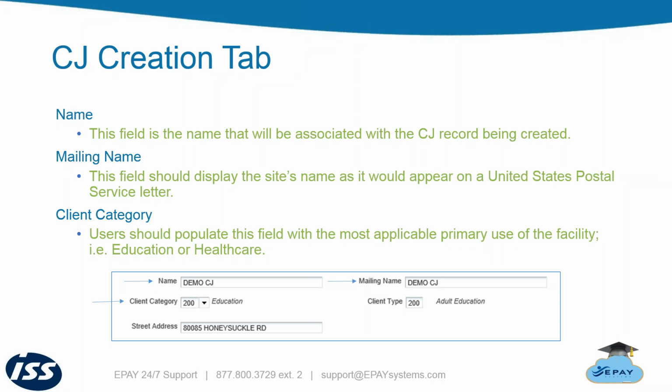Next, you have your mailing name. This field should display the site's name as it would appear on a United States Postal Service letter. Can they be the same name? Yes. Just please make sure that if you are having something delivered there, invoices, shipping supplies, that it's a name that can be recognized by USPS. Next, we have client category. Users should populate this field with the most applicable primary use of the facility, i.e. education and healthcare, but please keep in mind this is somewhat similar to the facility type.